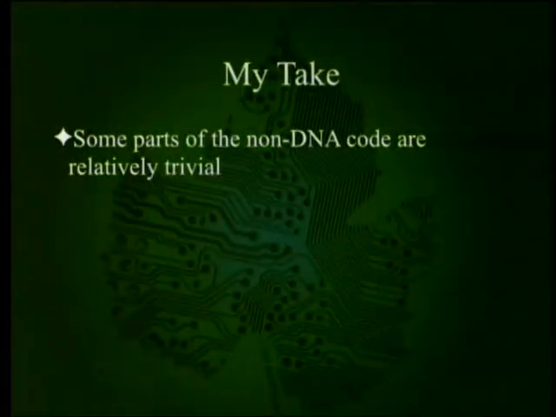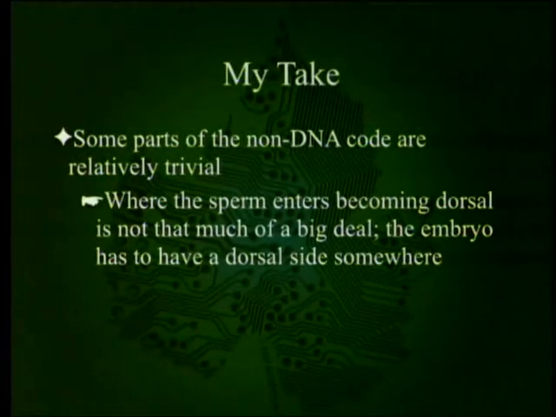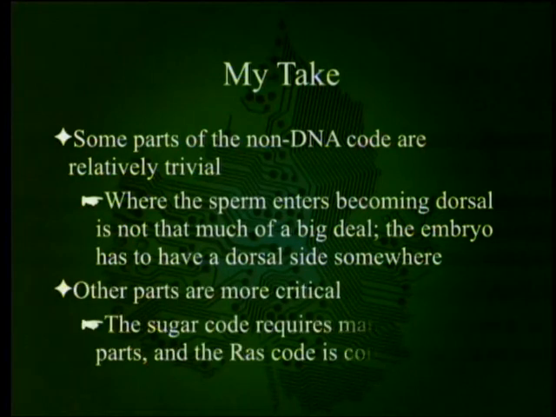Now, some parts of the non-DNA code are relatively trivial. Where the sperm enters becoming dorsal is, I don't think, that much of a big deal. The embryo has to have a dorsal side somewhere, and if it starts where the sperm enters, that's fine. I'm not sure that that's a big evolutionary step. It's a small one in my opinion. But there are other parts that are more critical.